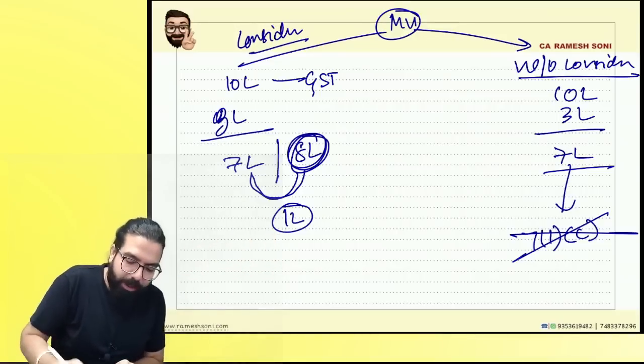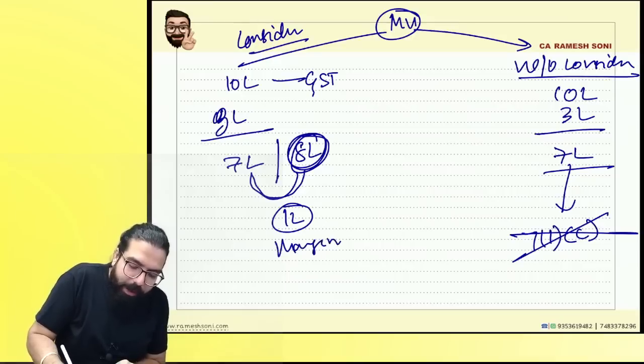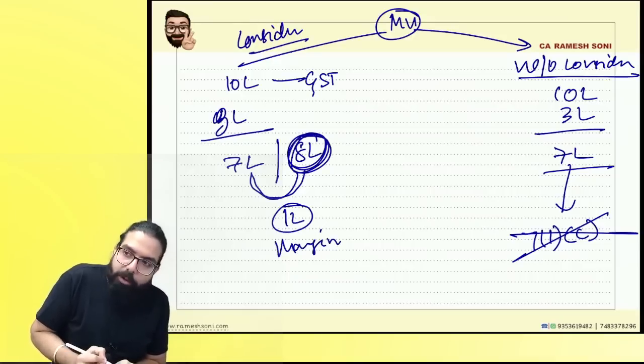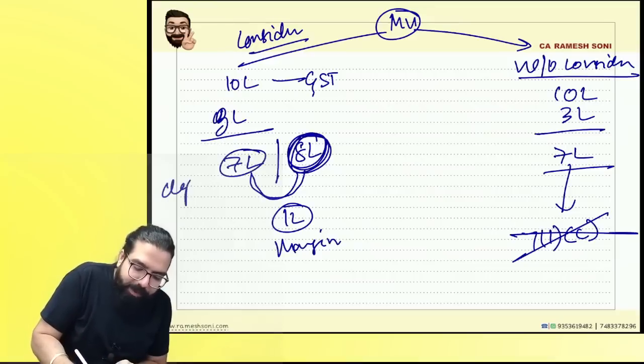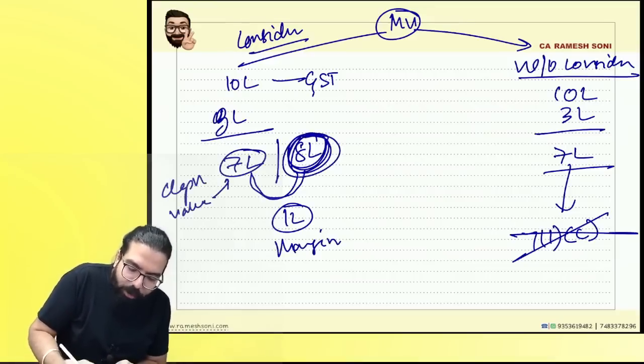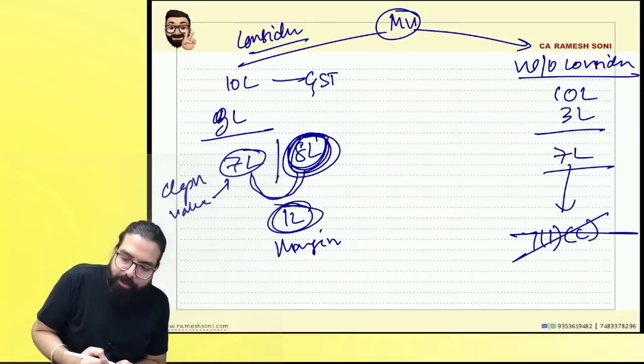Everyone over here, 1 lakh is the margin. I sold the motor vehicle for 8 lakh. 7 lakh was the depreciated value. Depreciated value was 7 lakh, I sold it for 8 lakh. On the 1 lakh rupees margin, GST will come.